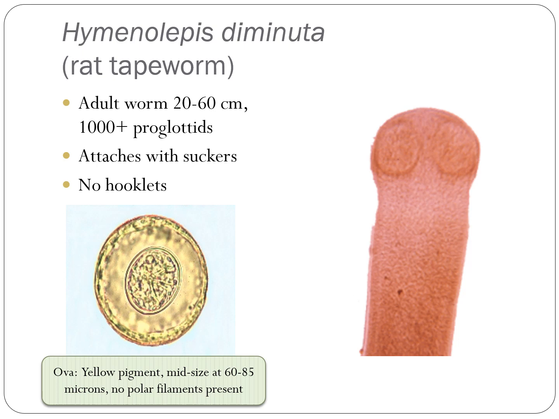at the polar thickenings. Okay, so this is Hymenolepis diminuta, and you can see the scolex of the Hymenolepis diminuta in the image on the right.